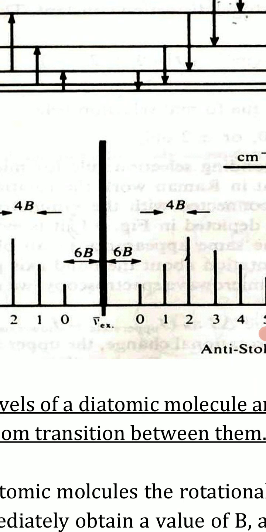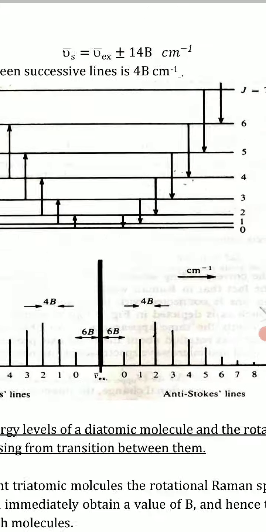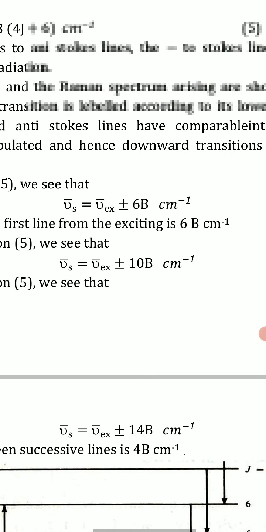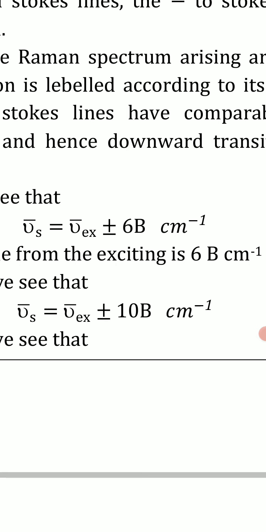(6b) distance from this central line on left side and right side. These two lines are labeled as 0. Lower value of J is 0 for these two transitions, and this difference of this spectral line from central line is 6b, because nu s bar is nu ex bar plus minus 6b.